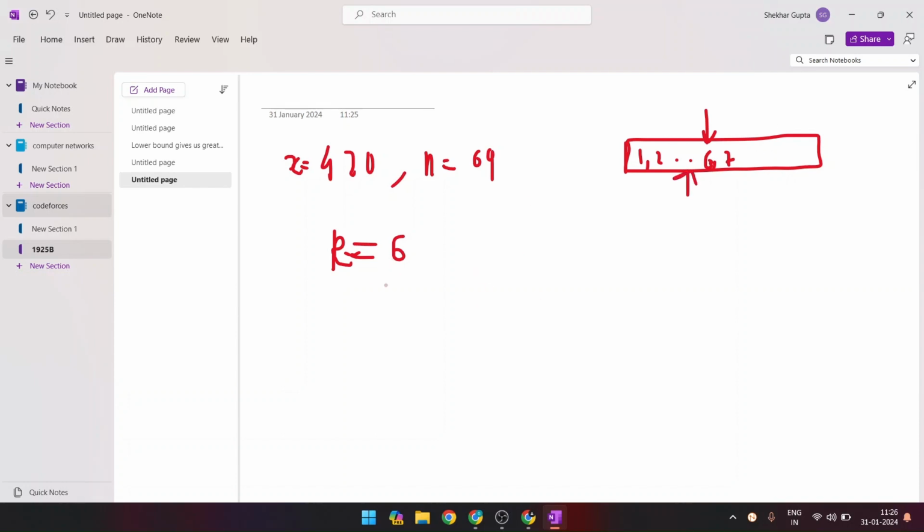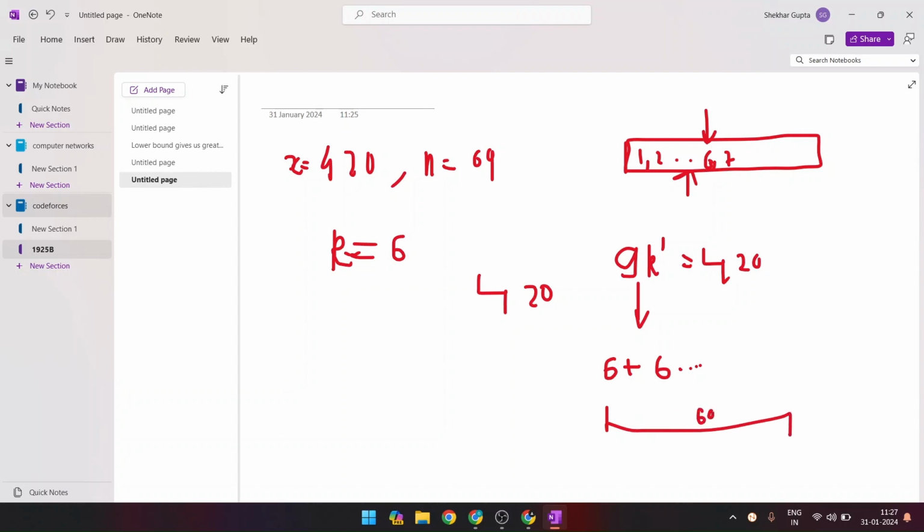Now how was our answer framed into 420? You said your 6 is your minimum, like g into k1 dash became your 420. How? Let's break it into g into k1 dash. If you take 6 plus 6 up to 69 times, it will be 414. So you can take the last element as 12. So 68 into 6 is fine, and then you take 12, which is equal to 420. You take all the elements as 6, and the last element as 12.